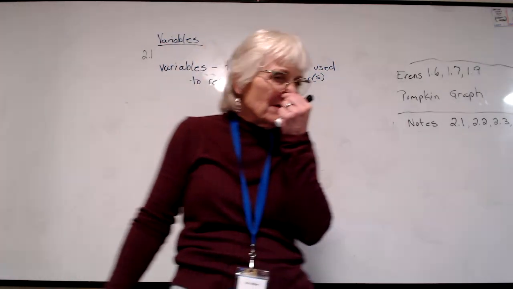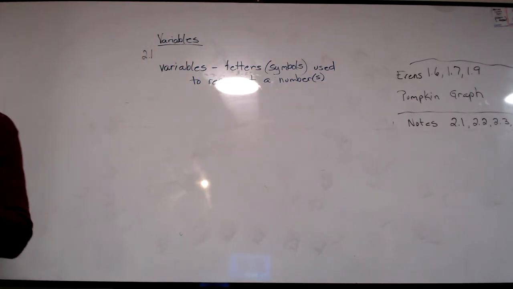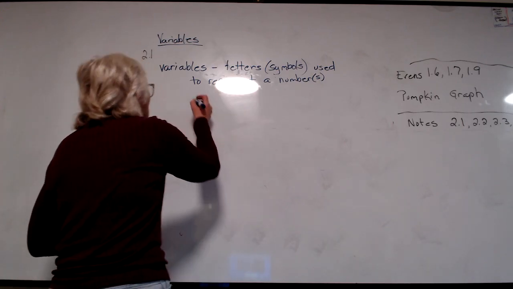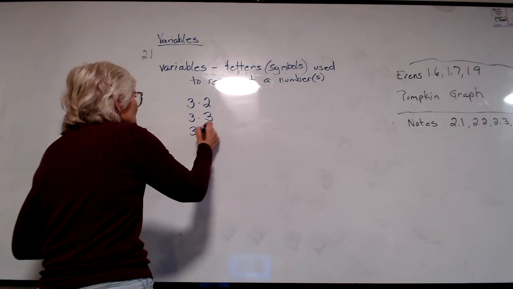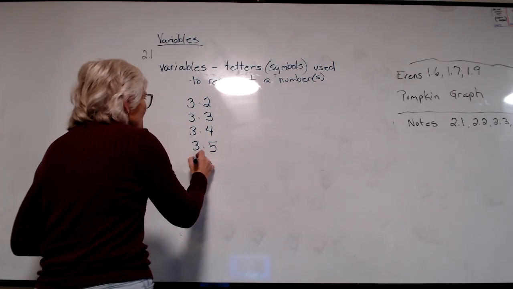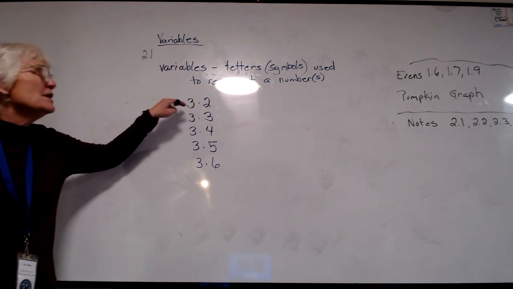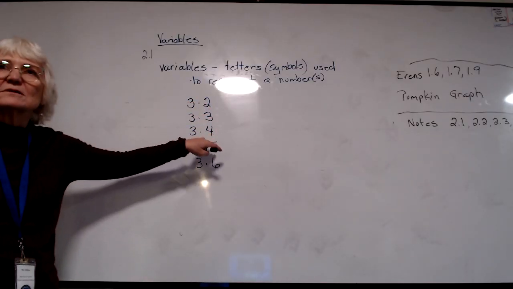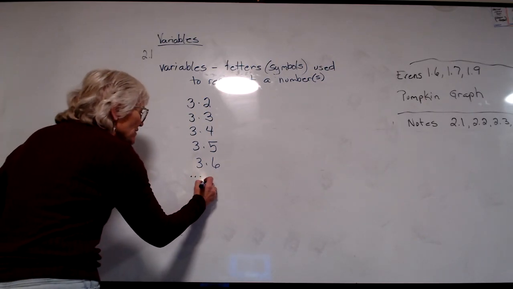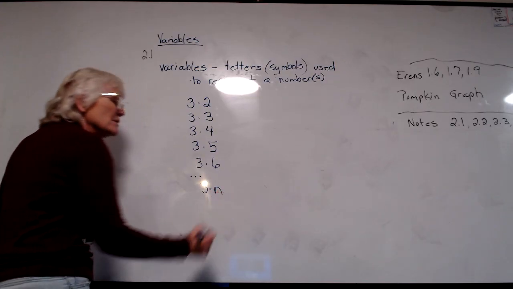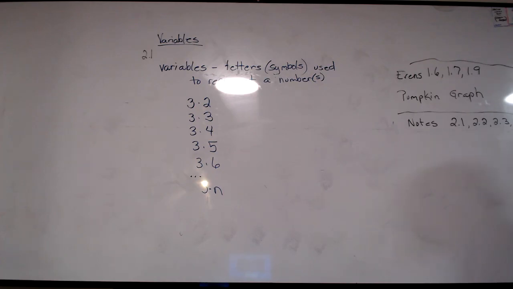Now, the word vary means that it can vary. If I was doing this pattern, 3 times 2, 3 times 3, 3 times 4, 3 times 5, 3 times 6, notice what I'm doing. I'm multiplying by 3, but I'm changing this number. So the pattern really is that I'm doing 3 times a number. And so the n there represents that it can be different numbers.